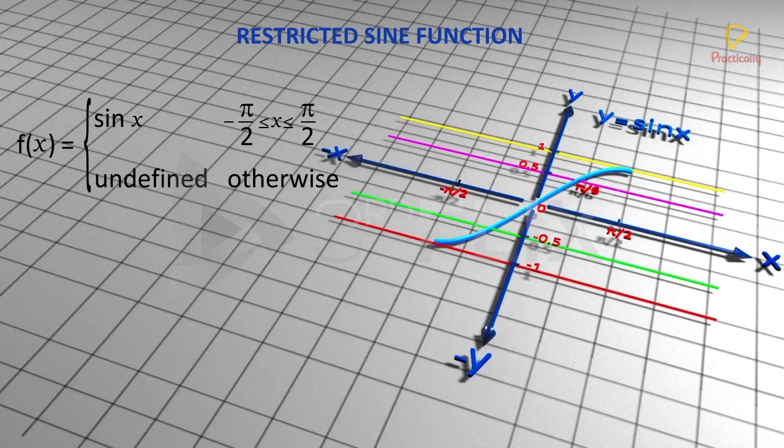From the above function, we have domain of f is equal to the closed interval minus pi by 2 to pi by 2, and range of f is equal to the closed interval minus 1 to 1. And from the graph, we observe that the restricted sine function is one-to-one and hence has an inverse.